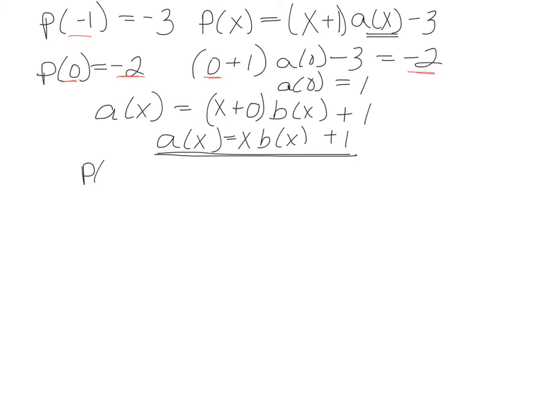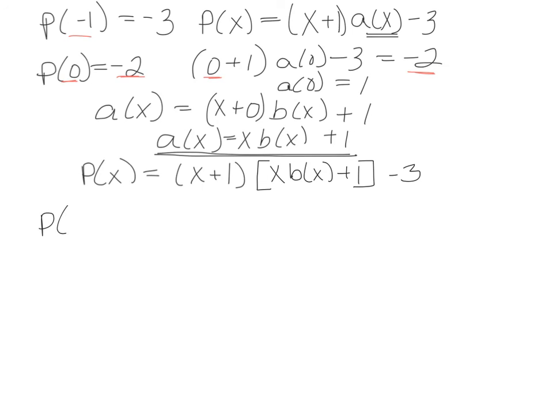Our new function is p of x equals x plus 1, which I got from right here. This is what I'm working with right there. X plus 1, and instead of a of x, I have to write x b of x plus 1 minus 3. Cool, let's go again. P of 1 equals -1. Let's go ahead and plug that in.